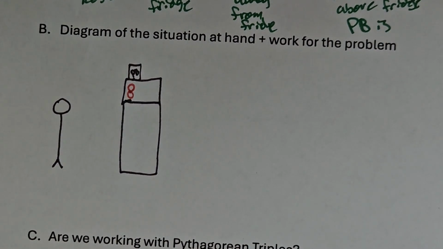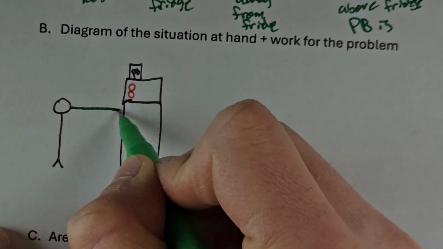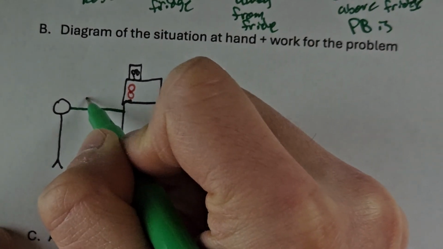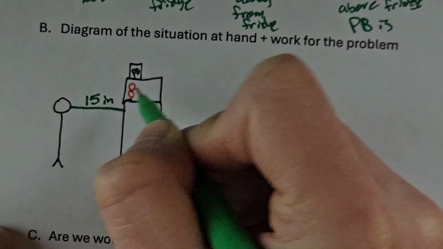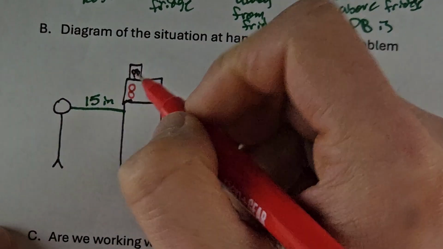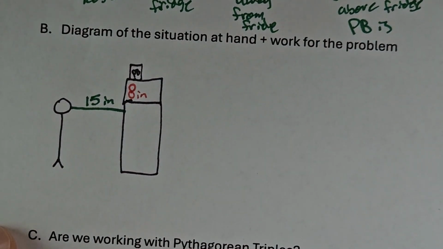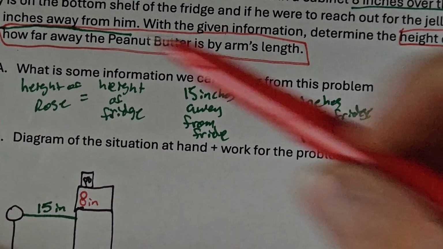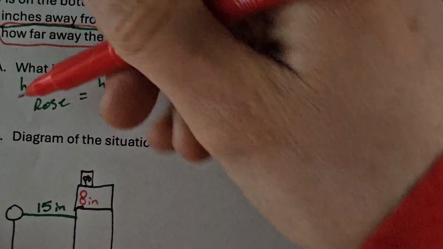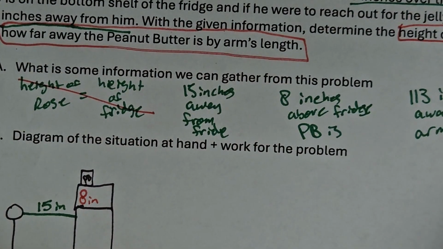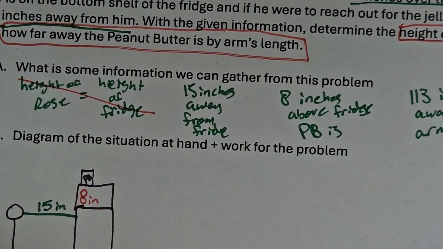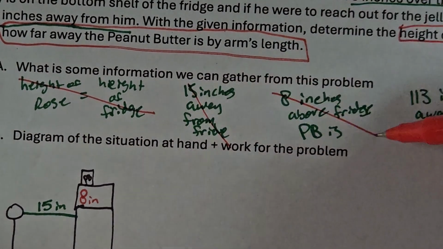All right. Now, our goal. Oh, also, we know that I am 15 inches away. And I should put in the marks there. 15 and 8 inches. We also know, and we'll cross out what we already have worked with. We have the diagram ready. I am the height of the fridge. I'm 15 inches away. We drew the peanut butter in.